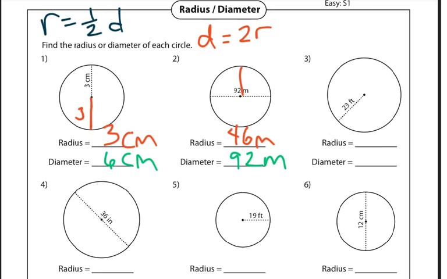And let's look at number 3. So try number 3 by yourself. Decide what they told you. Did they tell you the radius, or did they tell you the diameter? Fill it in, and then try to fill in the other. So they told us the radius, so that's 23. And so we would have to extend it and go 23 more, which would be 46. So hopefully you got that right. So try 4, 5, and 6 and see how they go.